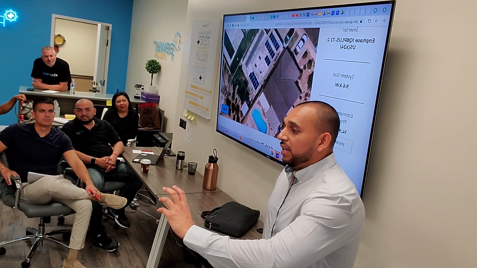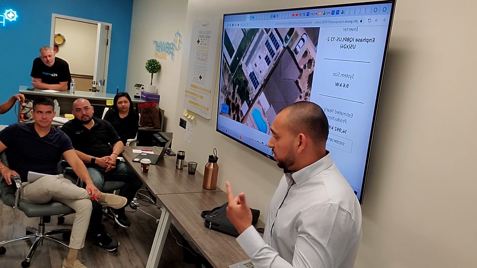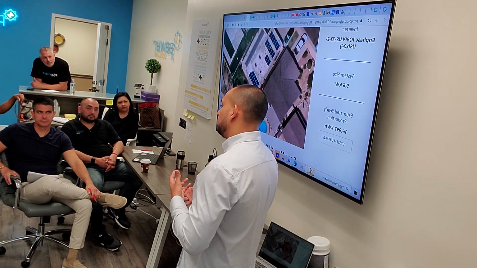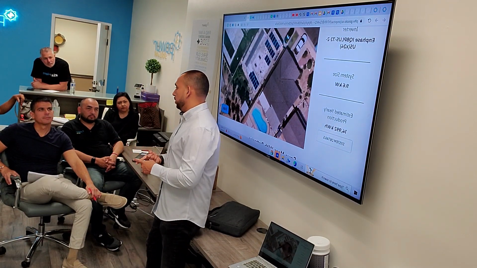So check this out. Those are some of the benefits of a lease. Now, as far as a purchase is concerned, there's a lot of pros to a purchase, but there's a lot of cons too, right? Number one is the debt. That is the biggest one.